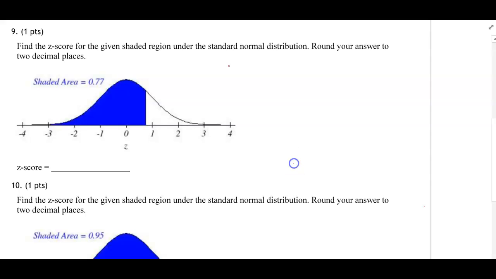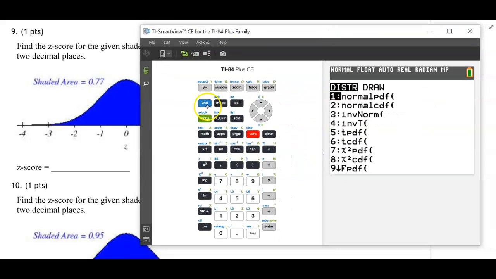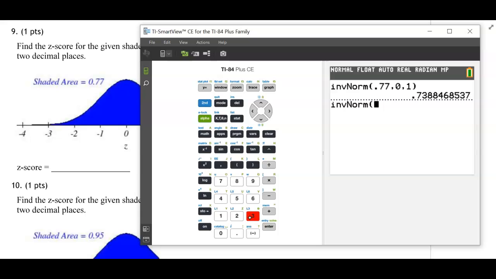So in problem number 9, we would press inverse norm. And then for the area, we would press 0.77. The mean is 0, and the standard deviation is 1. And for those with the calculator left, center, right, you would highlight the left. To do that on your calculator, you would go second distribution, so second vars, and press number 3.